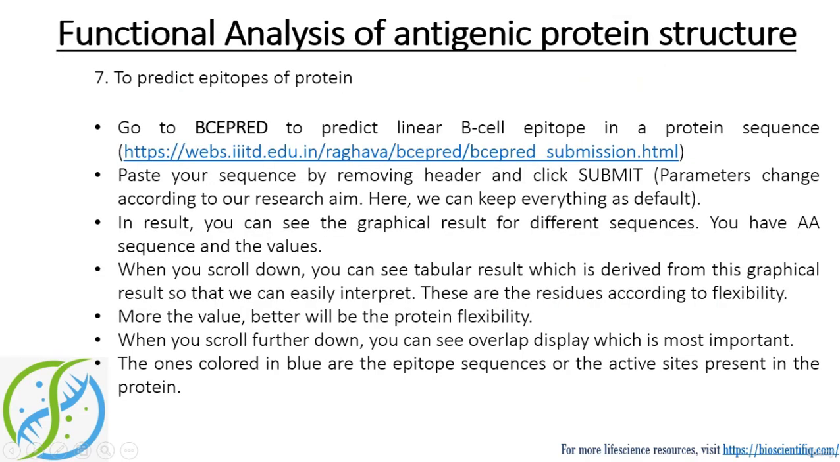In this lecture, we'll be discussing how to predict the epitopes, which is a functional analysis of antigenic protein structure. So under functional analysis of antigenic protein structure, first we try to see the domain prediction. Next is to predict the epitopes of the protein. That is the B cell epitopes, T cell epitopes, and MHC, major histocompatibility complex peptide prediction.